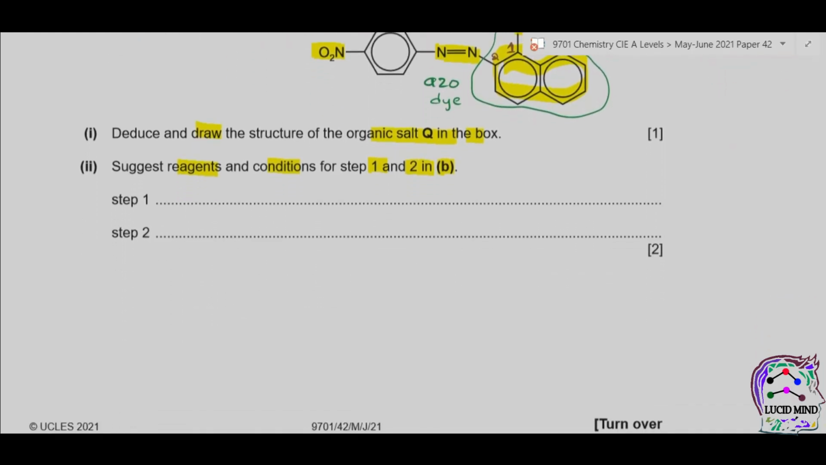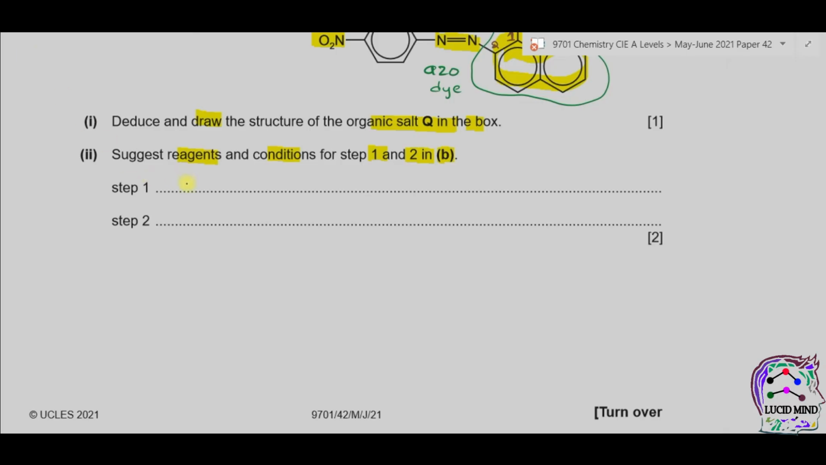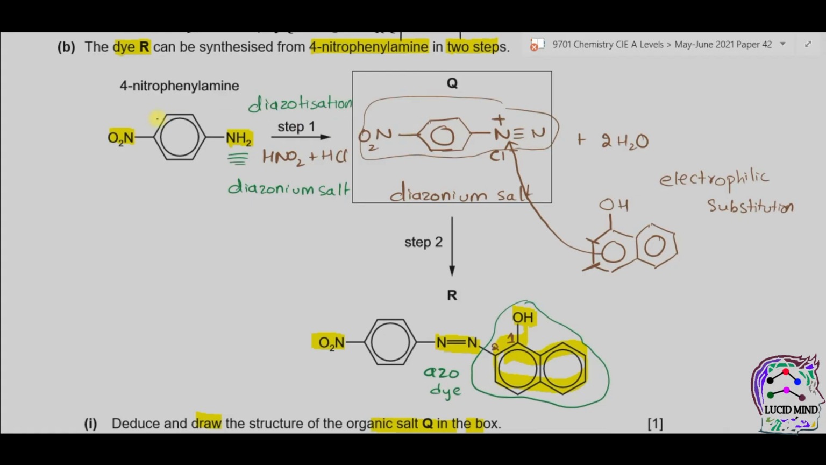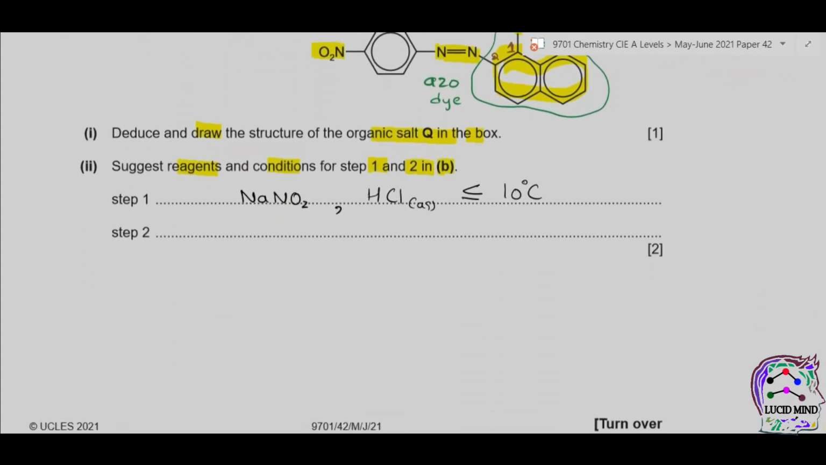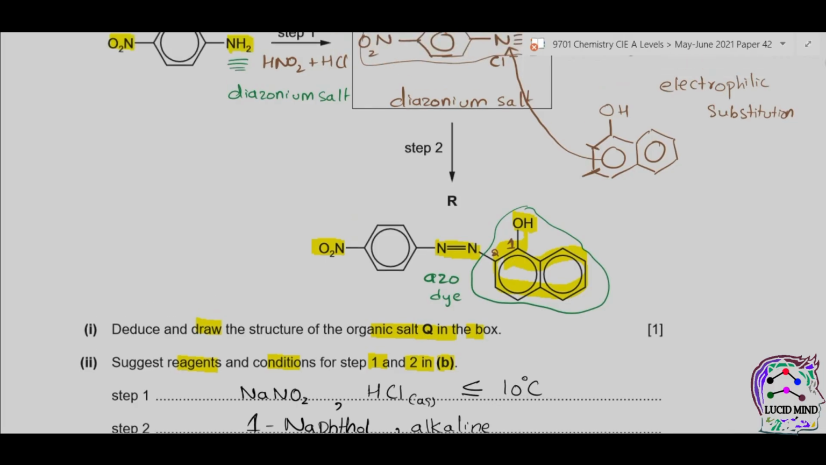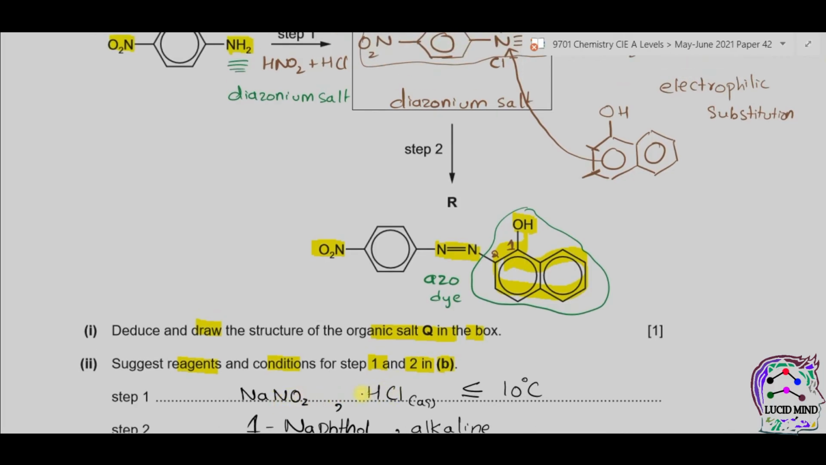So we have already drawn the structure. We can write the reagent and conditions. In step 1 we have used NaNO2, HCl aqueous, and the temperature must be less than 10 degrees centigrade because this diazonium ion is very unstable and it can decompose easily to form nitrogen gas and nitromethane. In second step we have used 1-naphthol and alkaline conditions. Now this HCl and this NaNO2 will both react together to form HNO2 along with sodium chloride, and this HNO2 is then used in this reaction.